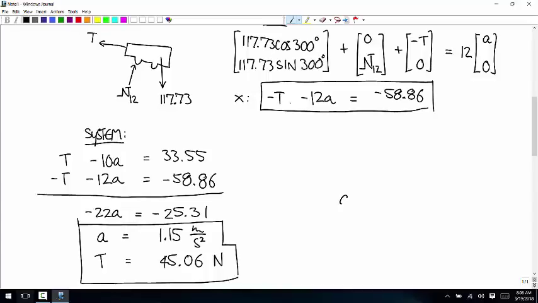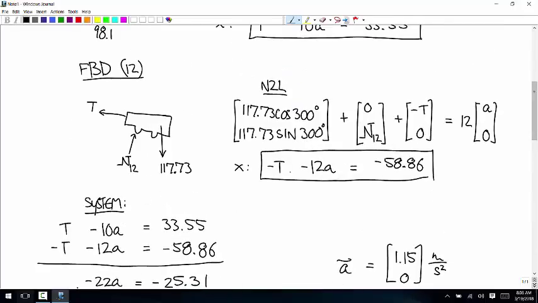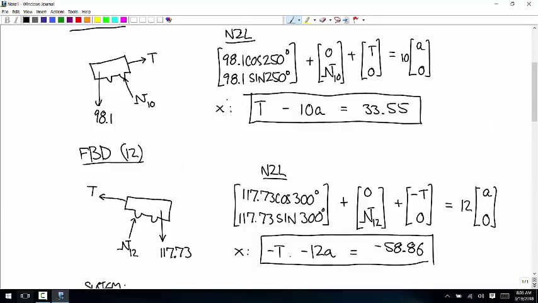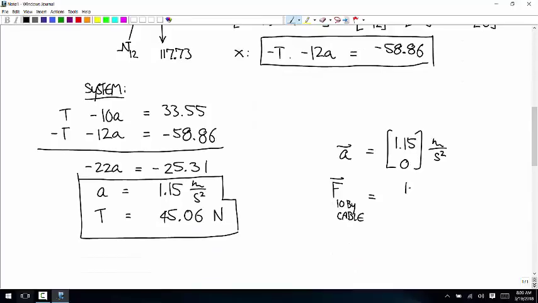Then the acceleration vectors for each of them in their own coordinate systems are 1.15, 0. And the force on, let's say, the 10 by the cable, you can get from plugging that tension we just got into Newton's second law for the 10 kilogram. So that's 45.06, 0.